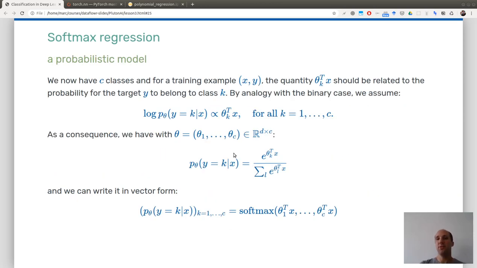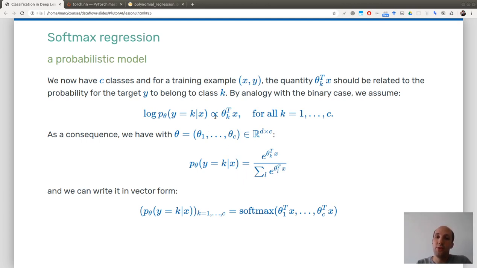Okay, so this is for a binary variable, the y. But we are interested in cases where you might have more than two classes. And here is a natural extension of the model to more than two classes.